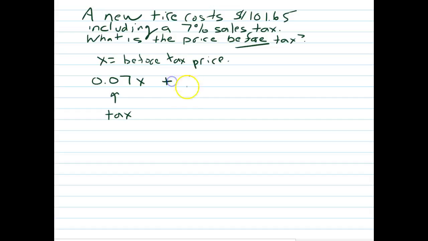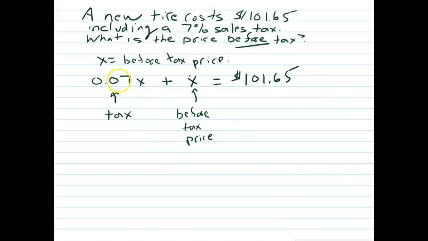Well, then what do we do with the tax once we compute it? We add it to whatever the price is, because that's what the sales tax is. It's taking a percentage of the price and then adding it to the price. So that is right there, of course, the before tax price, which we knew because that's how we defined x. But the problem tells us that the sum of the tax charged plus the before tax price is equal to $101.65.